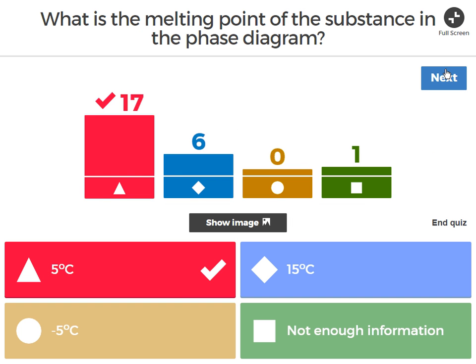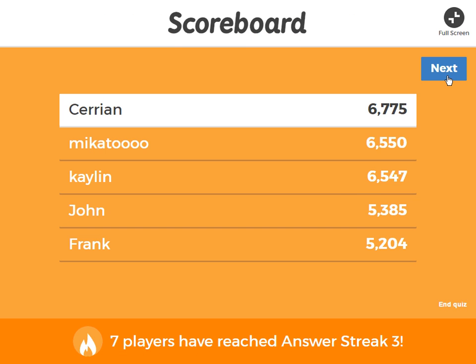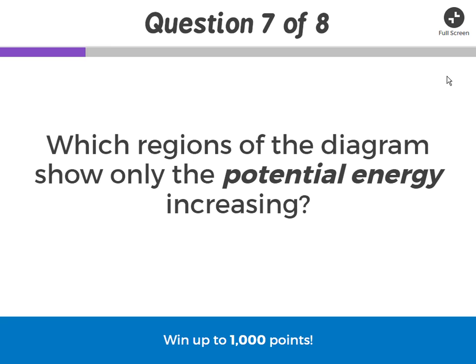Okay, what are you looking for? The change between what and what? Solid and liquid is the first little vertex thing. So, yes, where are we at 15? Were we looking at vaporization? Yes. Okay, so it should definitely be the first plateau. Next, which region of the diagram shows only potential energy increasing?